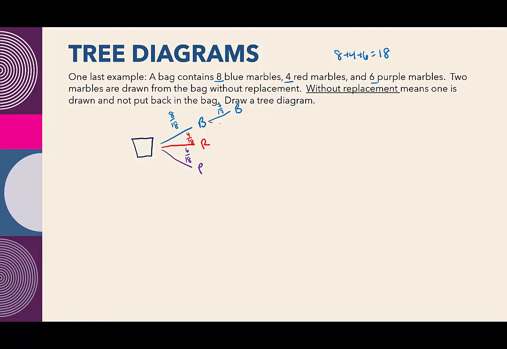If I select a blue first, the probability that the next one is red, I still have all 4 red marbles, and it'll be 4 out of, but I did select 1, so there's still 1 missing. My denominator would be 17. Lastly, I could select a blue marble first and a purple marble second. There were 6 in the bag. There are still only 17, right? Because this is all the possibilities of what could happen if a blue was selected first.